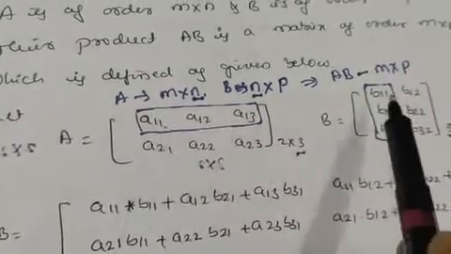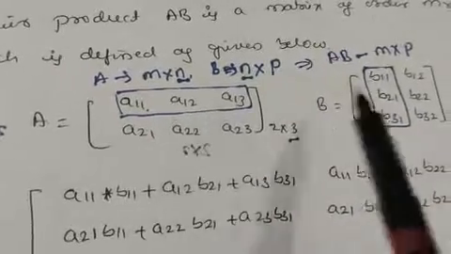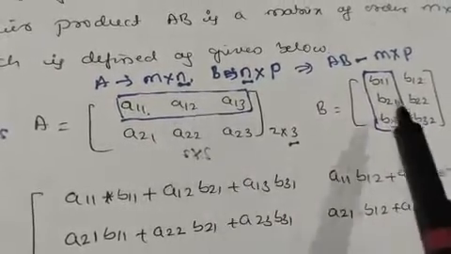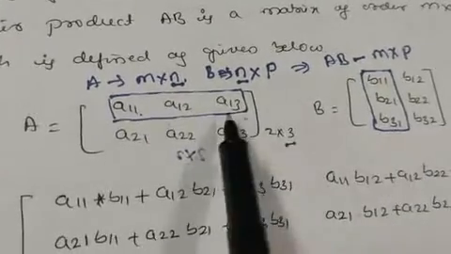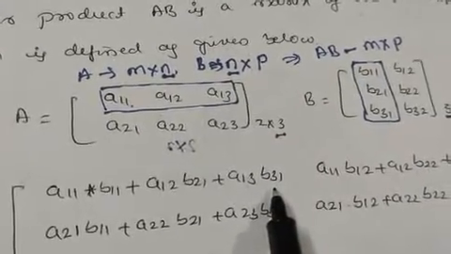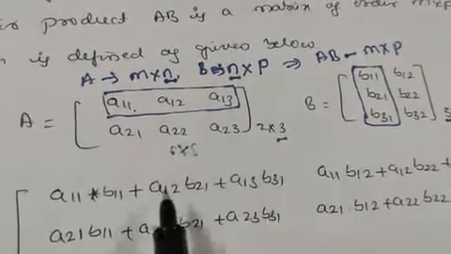So first element with first element, that is A11 into B11. Second element with second element, A12 into B21. Plus third element into third element, A13 into B31. This is the first point. This is first row into first column.